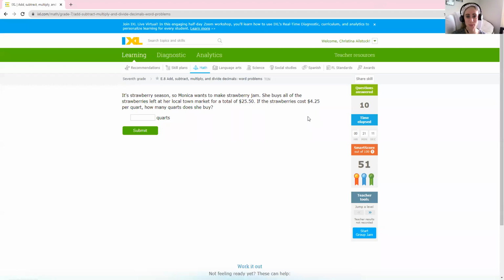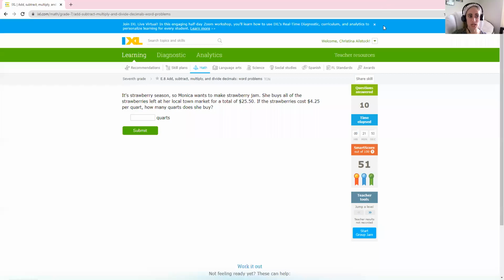All right, let's jump it up a notch with this problem. It's strawberry season, so Monica wants to make strawberry jam. She buys all the strawberries left at her local town market for a total of $25.50. If the strawberries cost $4.25 per quart, how many quarts does she buy?